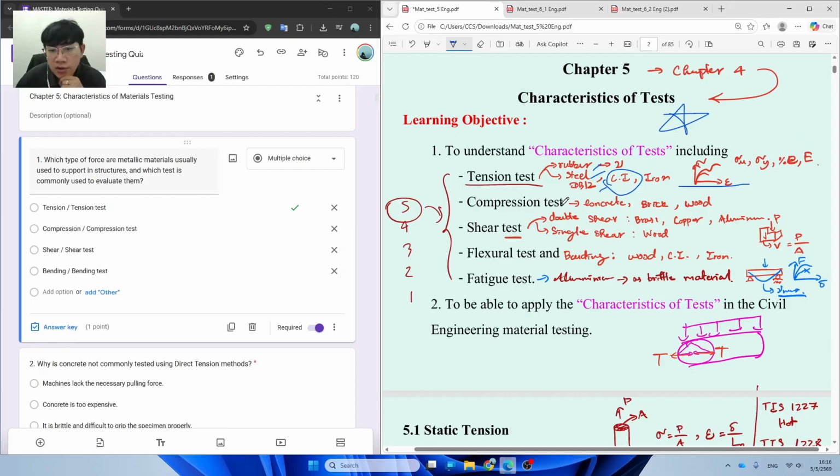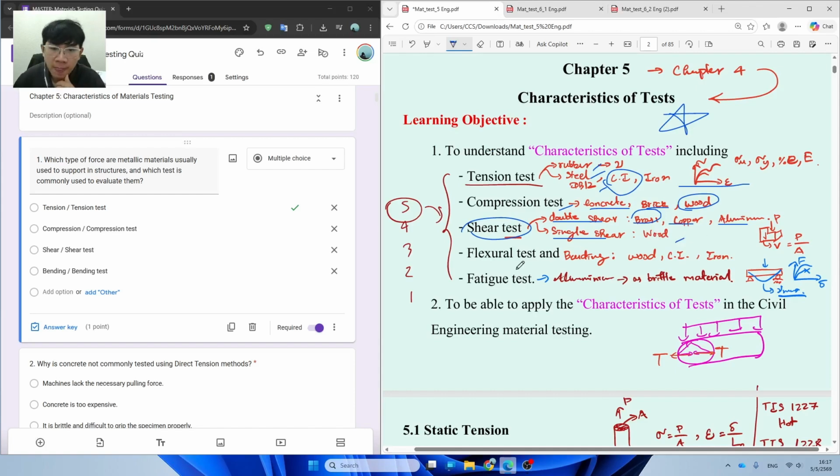For the second one, it's going to be the compression test. We test on concrete, wood parallel and perpendicular to the grain. For the shear test, we test double shear and single shear. For double shear, we test on metallic materials such as brass, copper, aluminium, and also cast iron. But for the single shear in the lab, we test only wood parallel to the grain only.